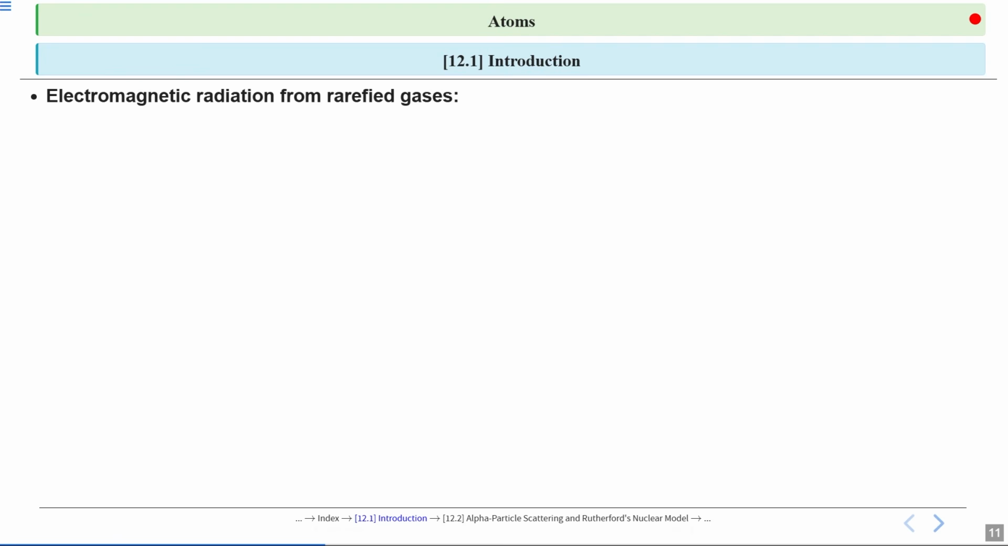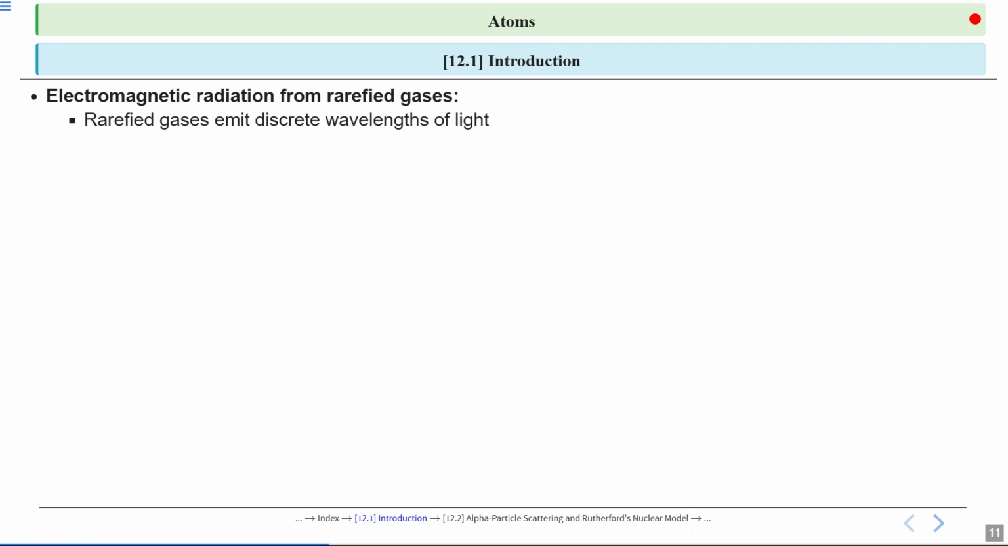Okay, so let's look at how rarefied gases, meaning gases at very low pressure, in which particles, molecules or atoms are very far from each other, behave. Their interactions are minimal. Gases at low pressure emit electromagnetic radiation. This is a key idea in understanding atomic structure and how atoms interact with light. We will explore what happens when these gases are energized.